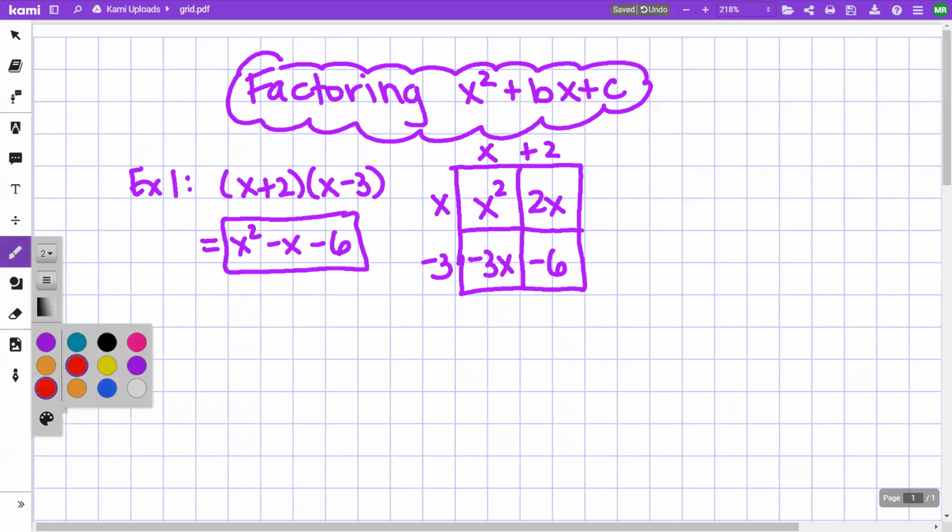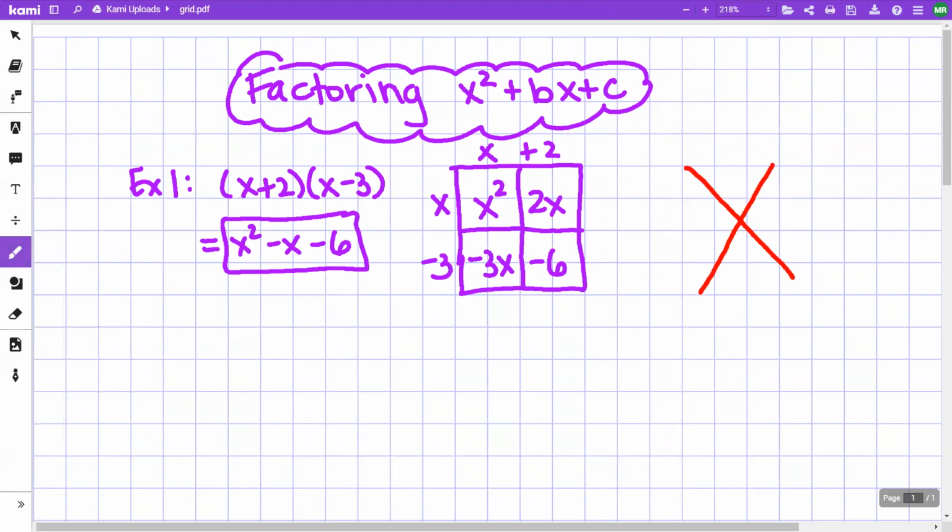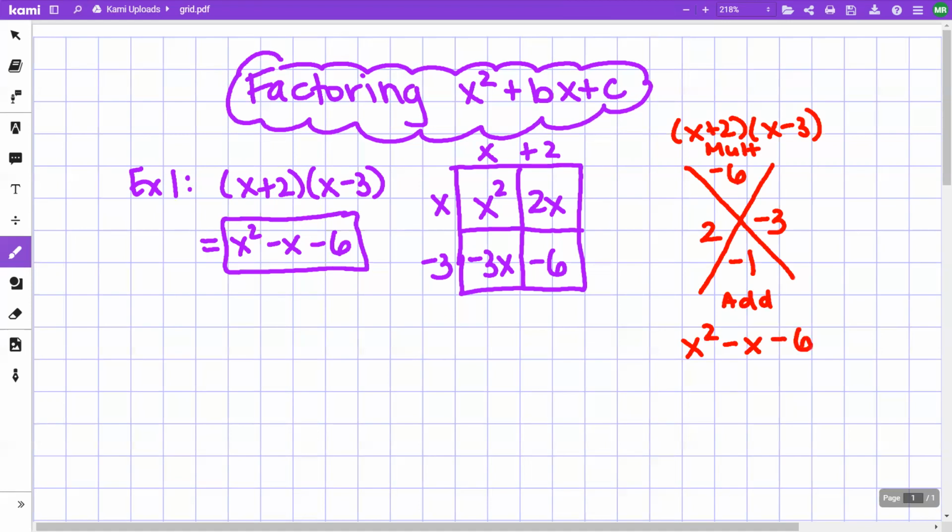Now, instead of using the box, we can also use a diamond for these particular problems. If I multiply out x plus 2 times x minus 3, I could have the 2 here and a negative 3 here, and I think of it as a diamond. Remember, for the diamonds, you're multiplying to get the top, and we're adding to get the bottom. When I multiply 2 times negative 3, I get a negative 6. And when I add 2 and a negative 3, I get a negative 1. And that is x squared minus x, that's what your add is, minus 6.